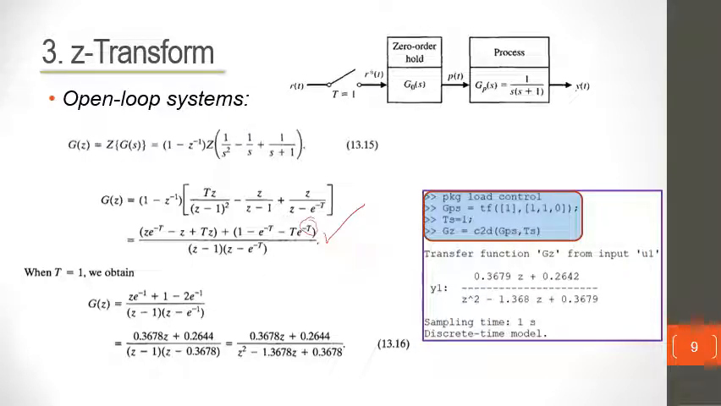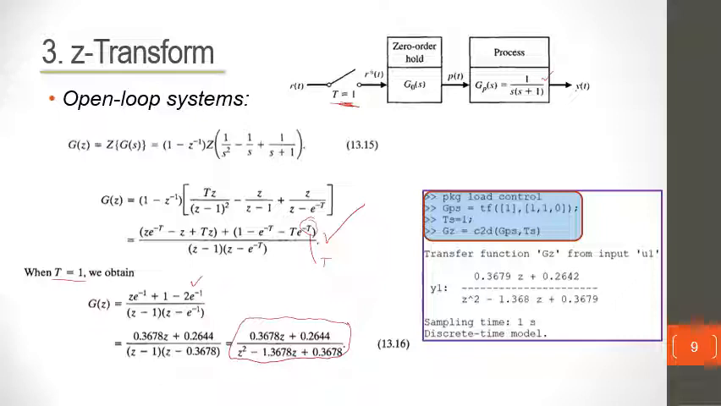So whenever you discretize a plant, your sampling time T is very important. The sampling time is part of it. The Z transform will differ, even if the plant is the same, based on what sampling time is used. So in this case, G of Z is going to be that. Now, if you use T equal to 1, you will get this in particular. So this becomes the Z transform of the whole plant.